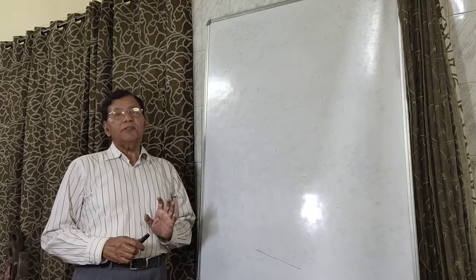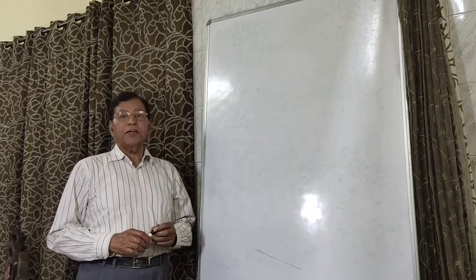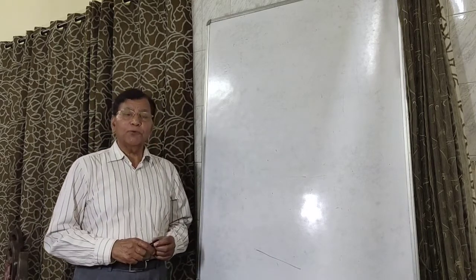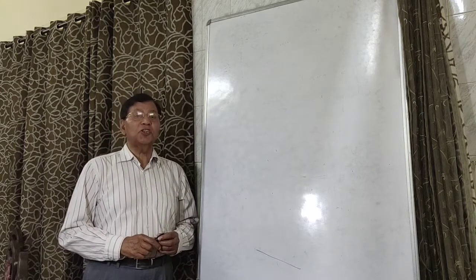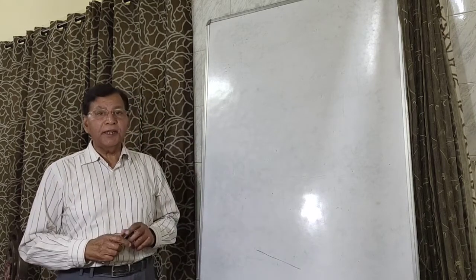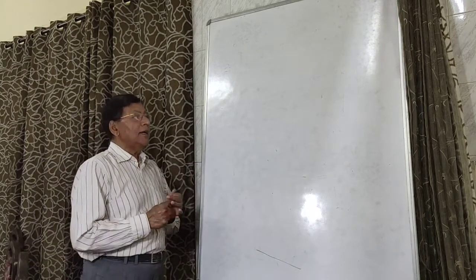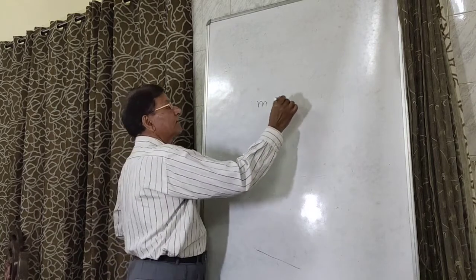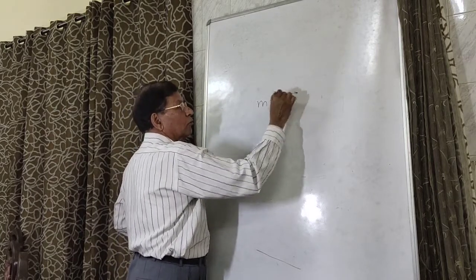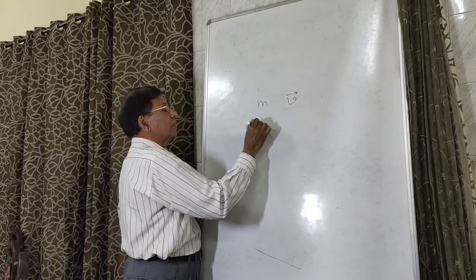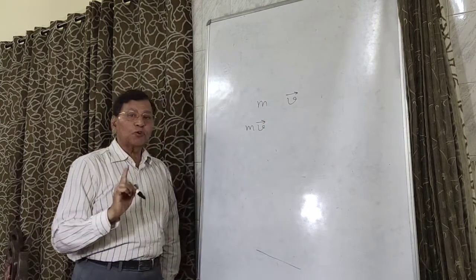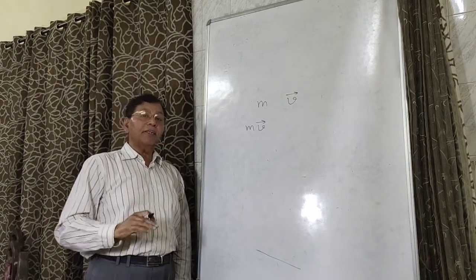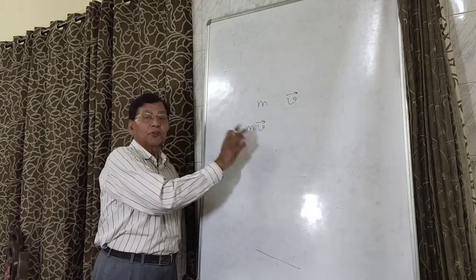The second law states that the rate of change of momentum of a body is directly proportional to the force applied on it, and this change takes place in the direction of the applied force. अब इसका क्या मतलब बना कि मान लो हमारे पास कोई बॉडी है जिसका मास m है और वो मूव कर रही है विद वेलोसिटी v, तो उसका मोमेंटम हो गया m into v, because you know that momentum is the total quantity of motion contained in a body, and it is measured by the product of mass and velocity.